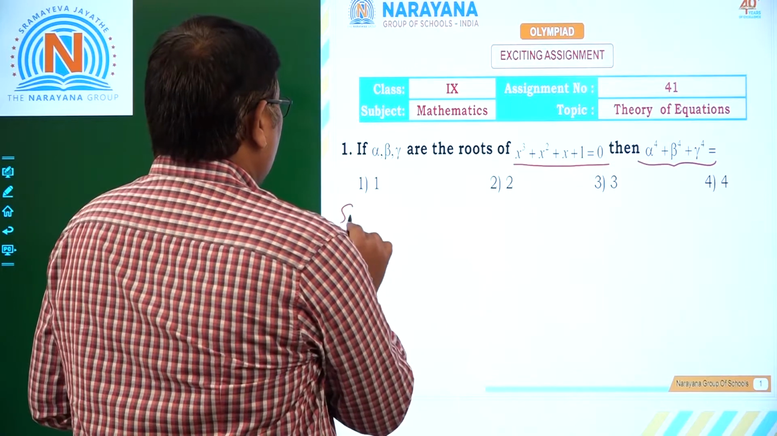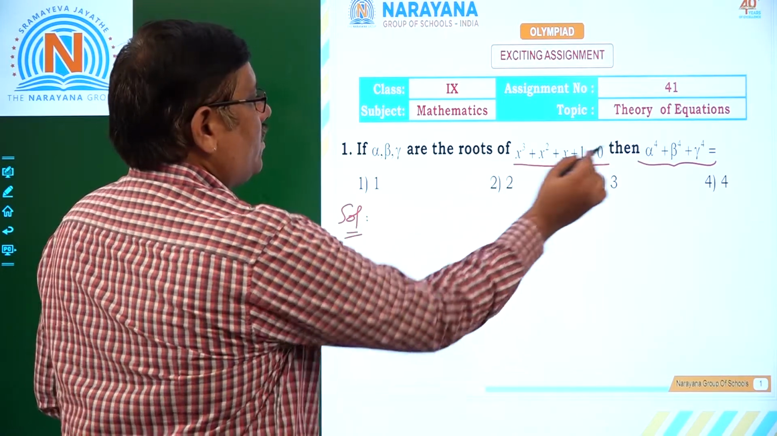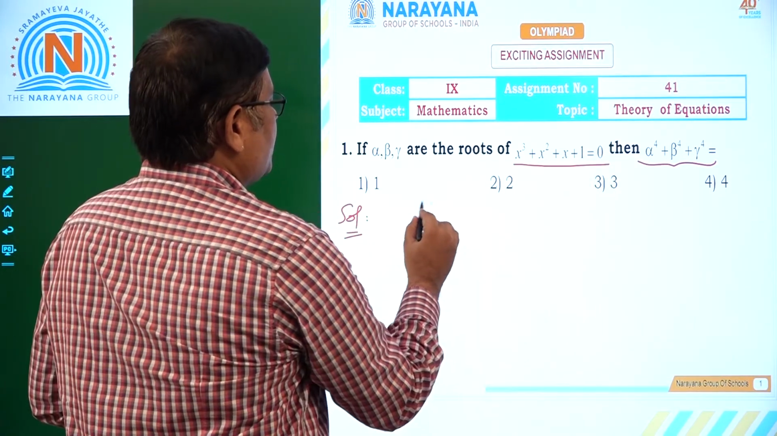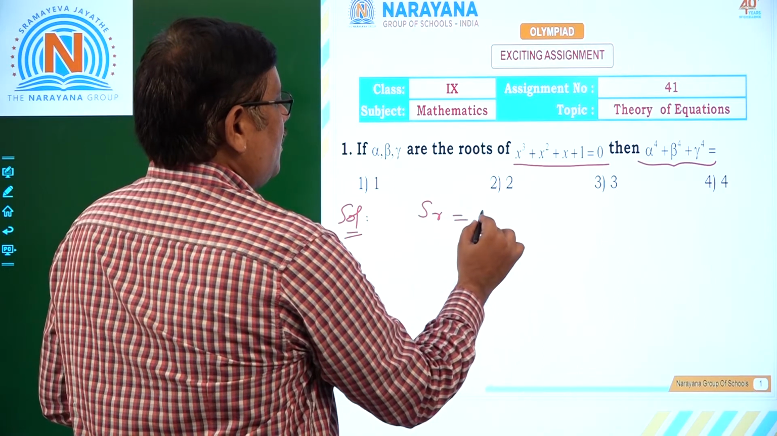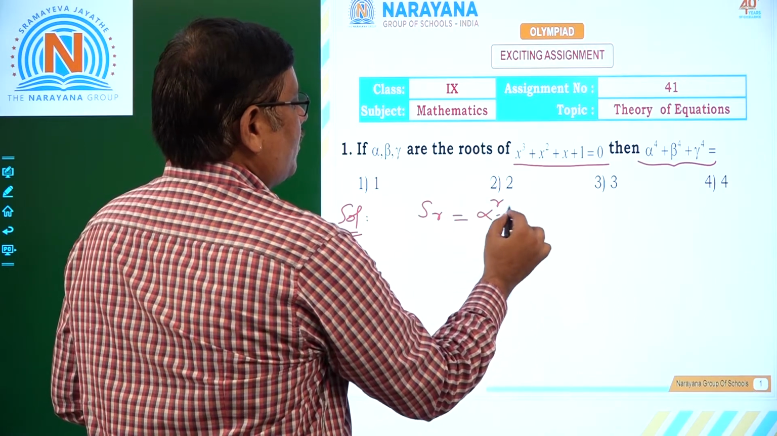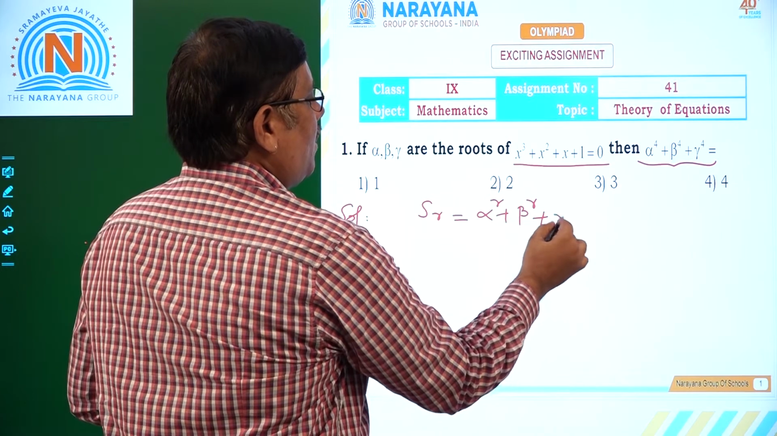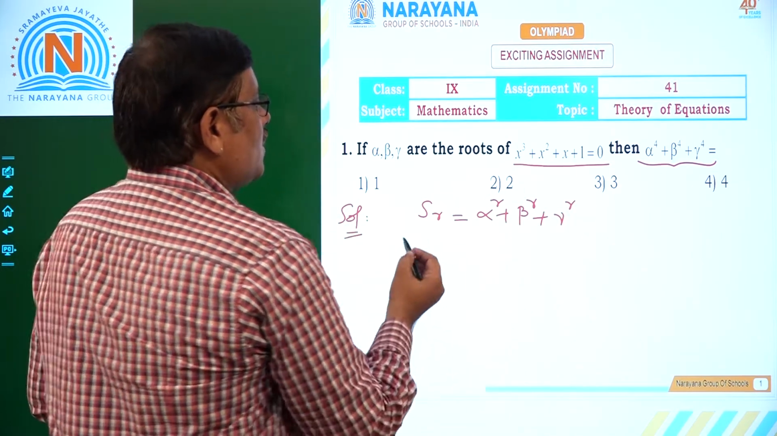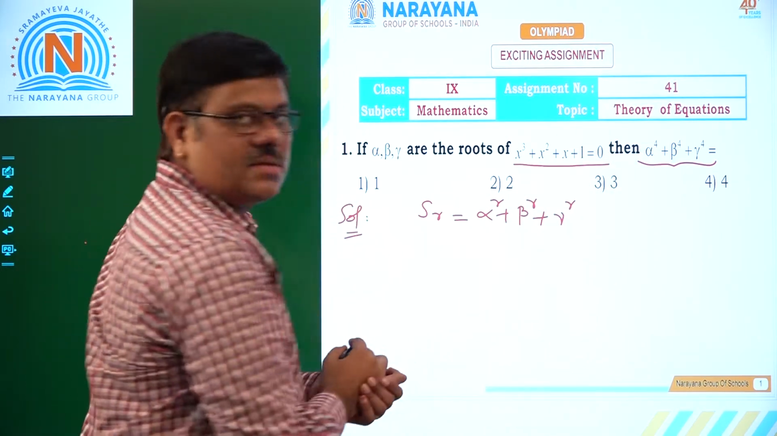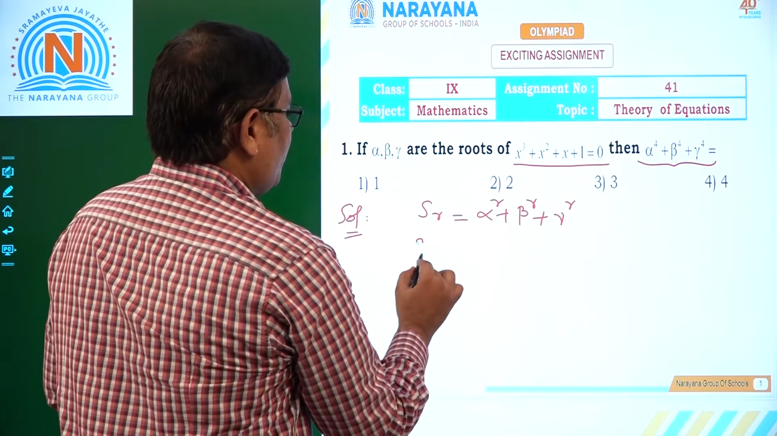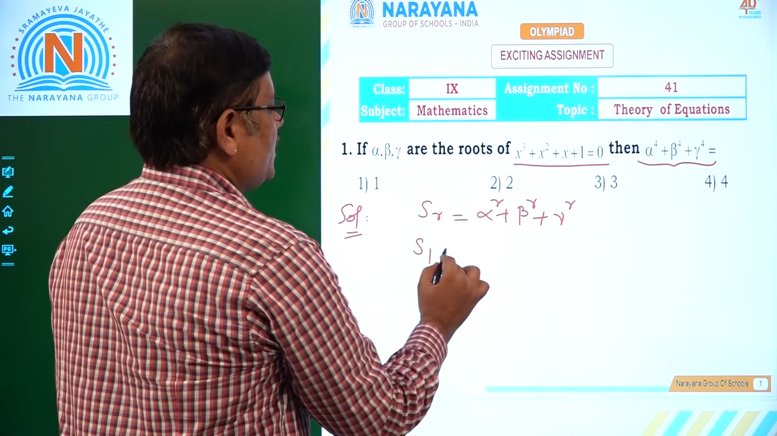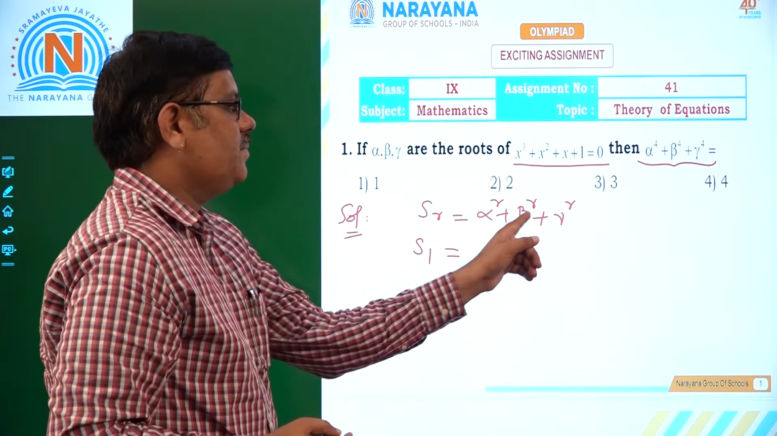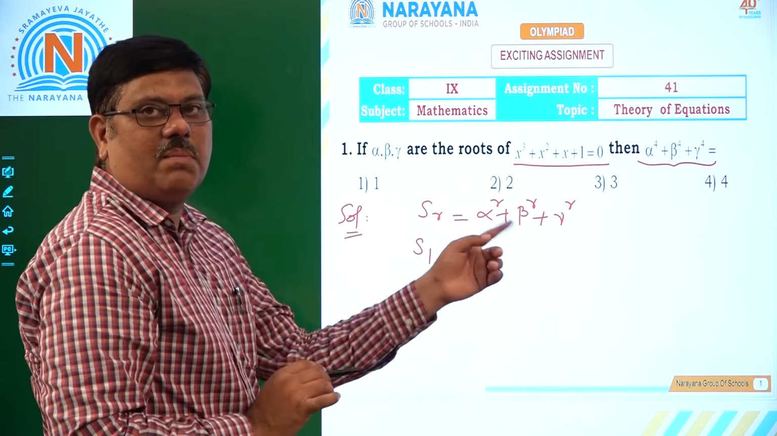Now, if you observe here, if you take SR as alpha power r plus beta power r plus gamma power r, here r is 4 in this case. So first we have to find out S1. S1 is very simple, that is nothing but alpha plus beta plus gamma.